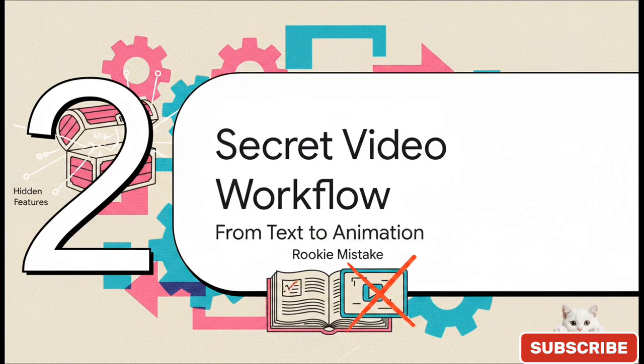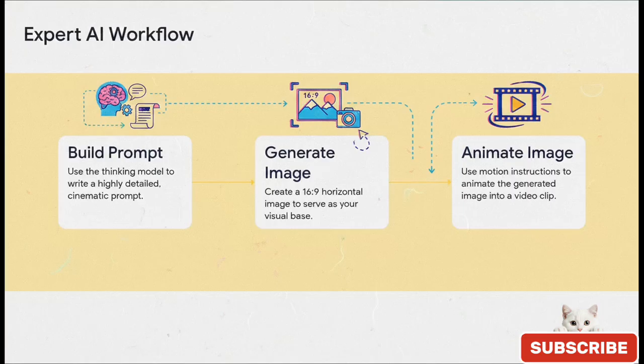Now that we know where the tools are hiding, we really need to talk about how the pros actually use them. Because jumping straight from a text idea directly into generating a video, yeah, that is a classic rookie mistake. You need a workflow. Here is the secret order of operations. Do not start with the image generator. First, use the AI's thinking model to act as your personal prompt builder. Ask it to write out a highly detailed cinematic description. Once you've got that killer prompt, move to step 2.